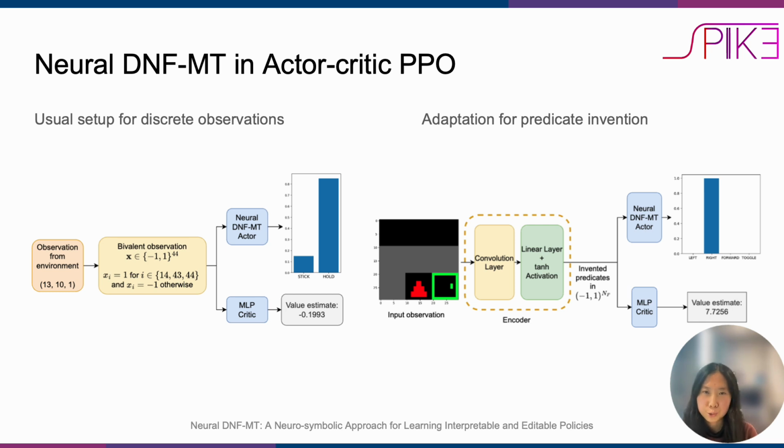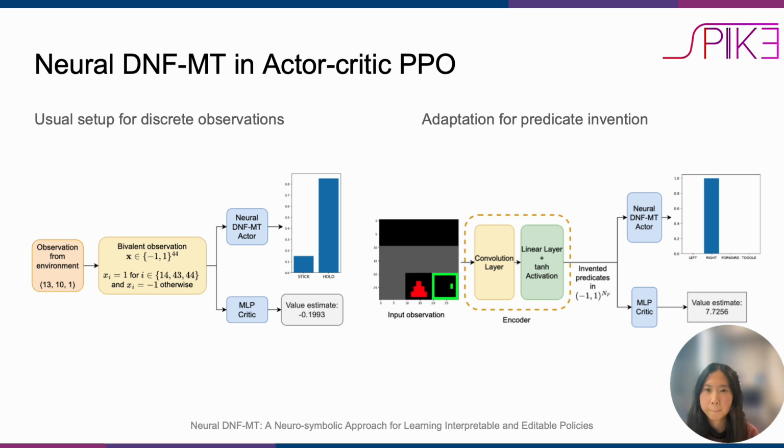On the left is the usual setup if the observations are already discrete, and on the right is the adaptation for predicate invention, where the observation can be quite complex, like this multi-dimensional matrix here. We want to learn some useful predicates before feeding them to the actor. Here we use a simple convolution layer with a linear layer as an encoder for predicate invention, and in principle we can also add more layers to this encoder or swap it with a more complex neural architecture for the same purpose.